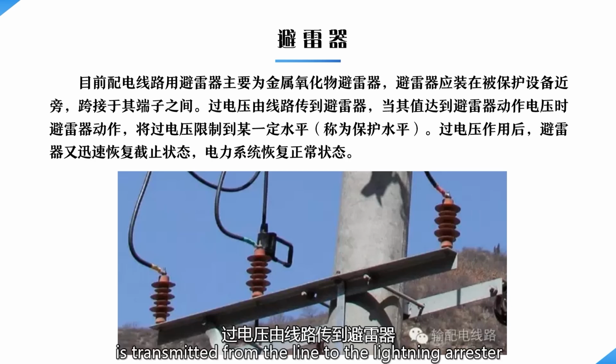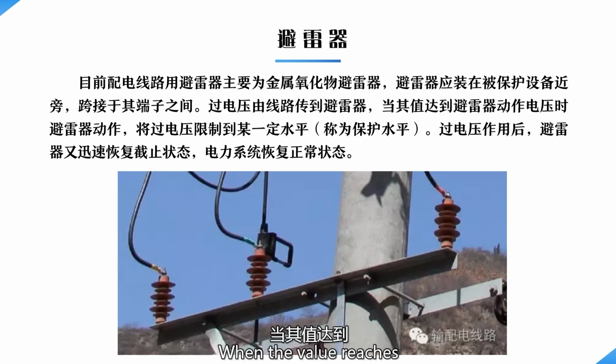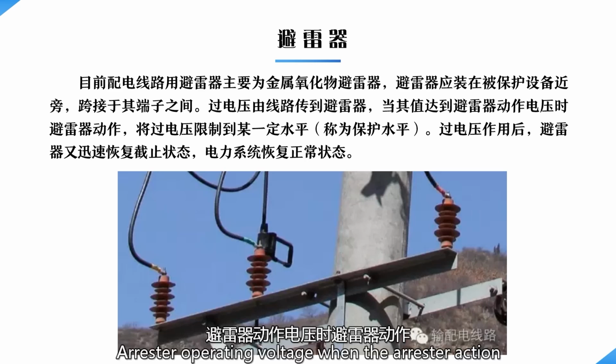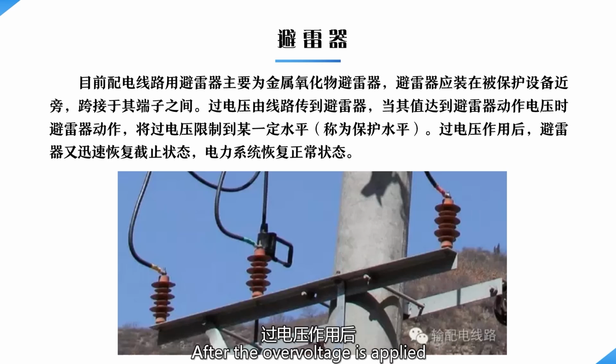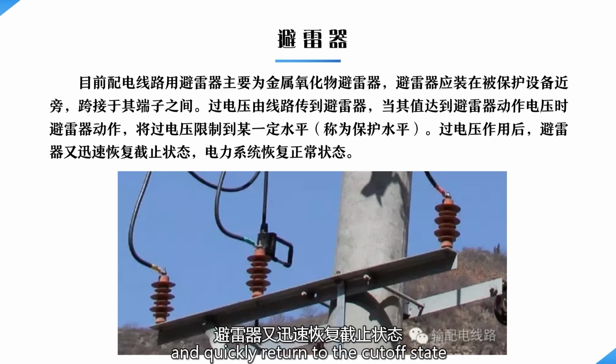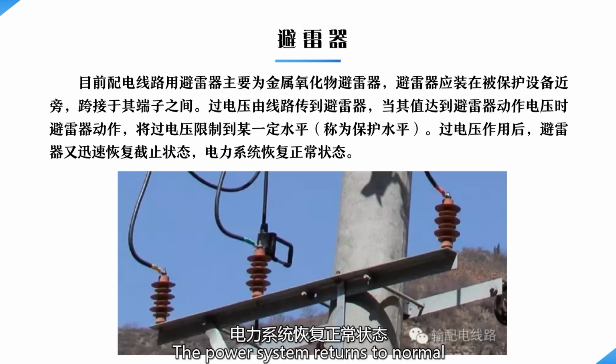Overvoltage is transmitted from the line to the lightning arrestor. When the value reaches the arrestor operating voltage, the arrestor acts and limits the overvoltage to a certain level. After the overvoltage is discharged, the lightning arrestor quickly returns to the cut-off state, and the power system returns to normal.